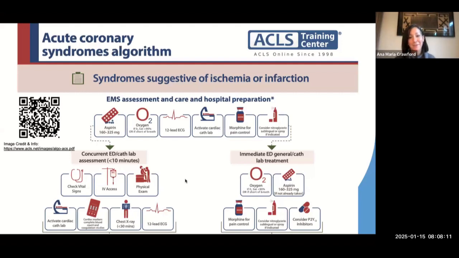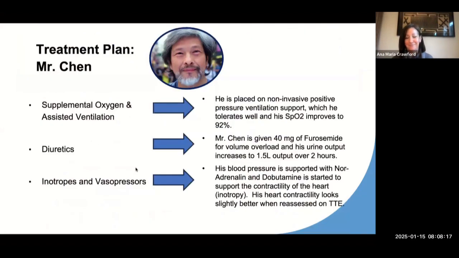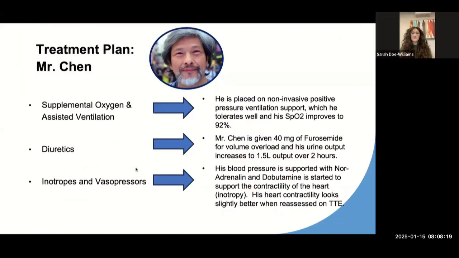Thank you. For the sake of time, I'm going to push us forward and see if Sarah has any updates on our patient, Mr. Chen. Yes. So, Mr. Chen, we bring it full circle and talk about his treatment plan. Under oxygen and assisted ventilation, we place him on non-invasive positive pressure ventilation support, which he tolerates really well, and his SpO2 improves to 92%.